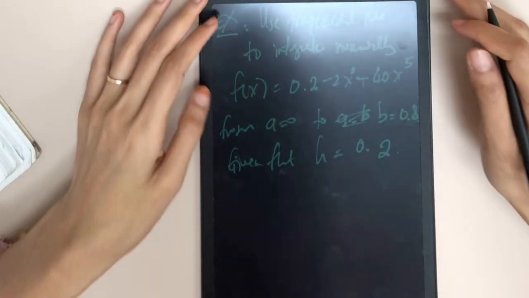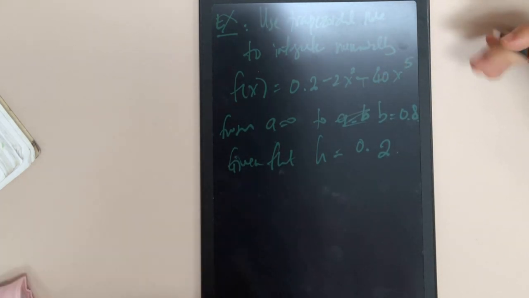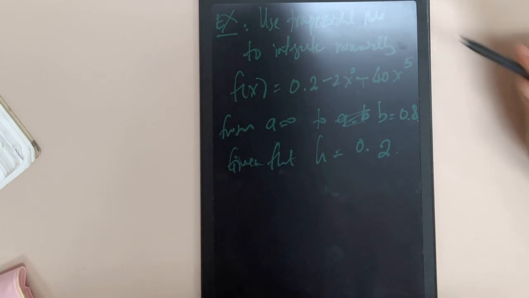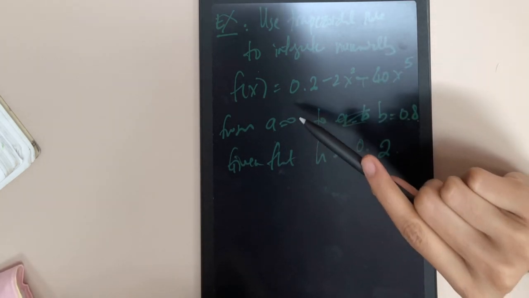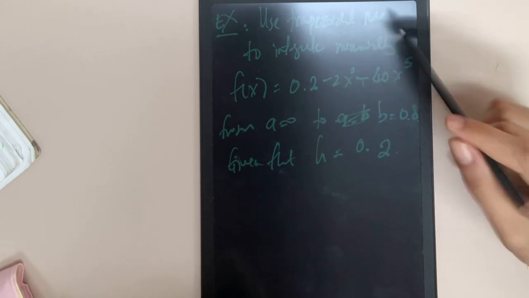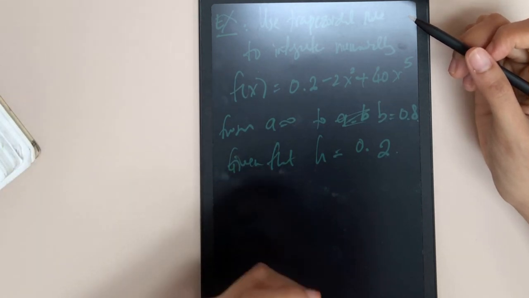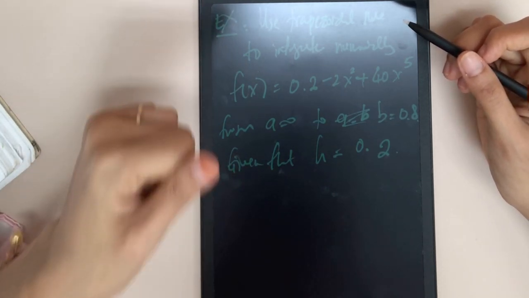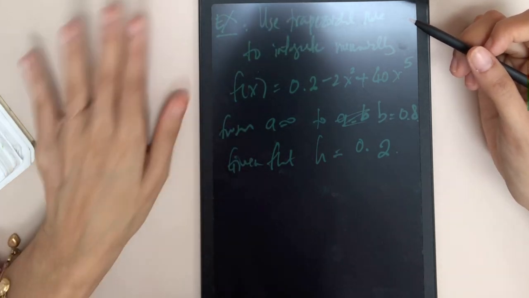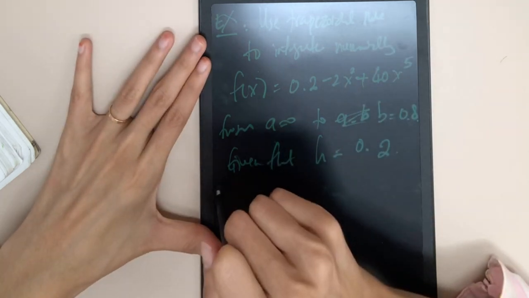Can you see it? Okay, it's glaring, but never mind. I will read it for you. The question here is to use the trapezoidal rule to integrate numerically f(x) equal to 0.2 minus 2x squared plus 40x to the power 5 from a equal to 0 to b equal to 0.8. So the starting point will start from a equal to 0 and the last point will end with 0.8. Given that your h is 0.2, so this is your question.